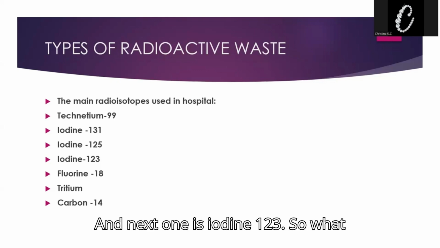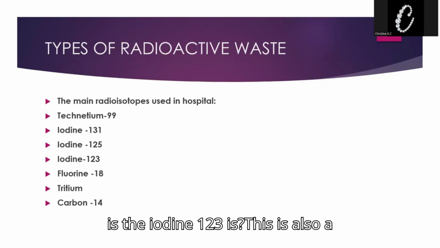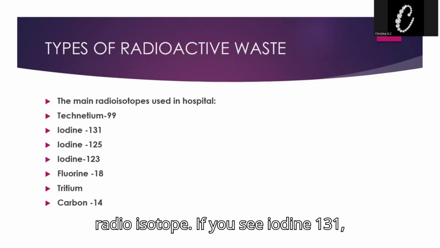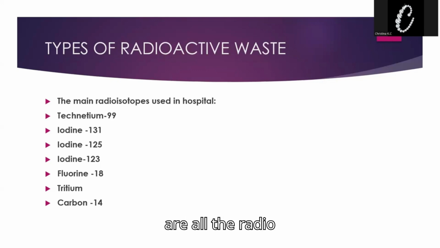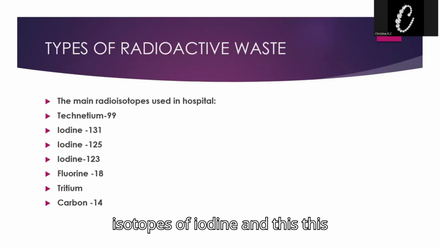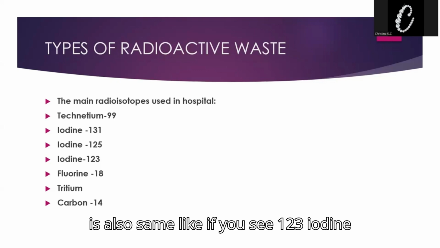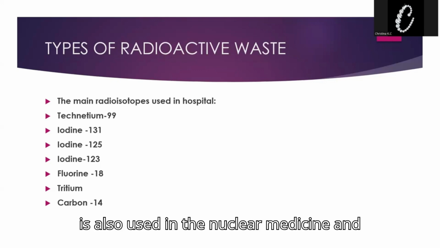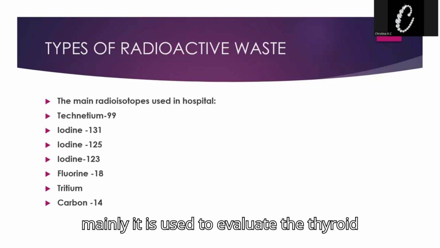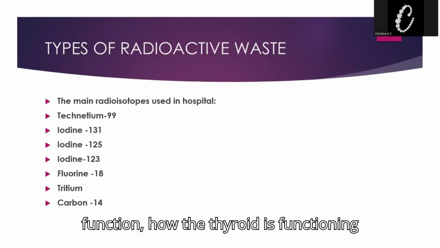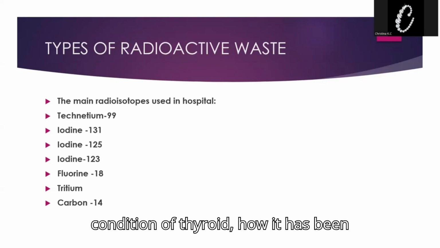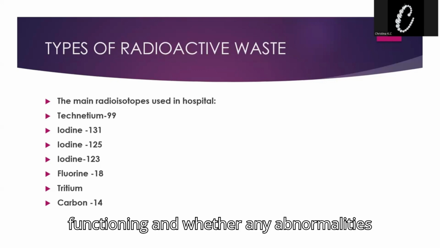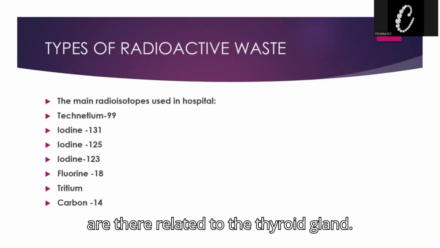And next one is iodine 123. What is this iodine 123? This is also a radioisotope. Iodine 131, iodine 125, iodine 123, these are all radioisotopes of iodine. Iodine 123 is also used in nuclear medicine, and mainly it is used to evaluate the thyroid function, how the thyroid is functioning for the patient. It is also helpful to know more about the condition of the thyroid, and whether any abnormalities are there related to the thyroid gland.